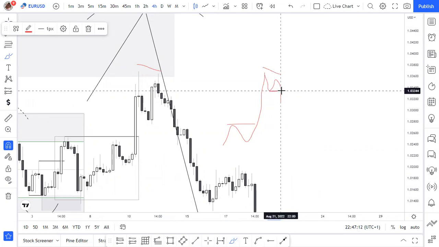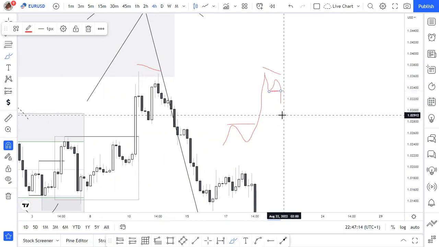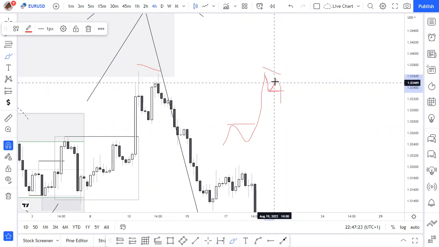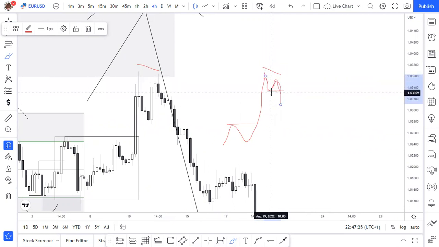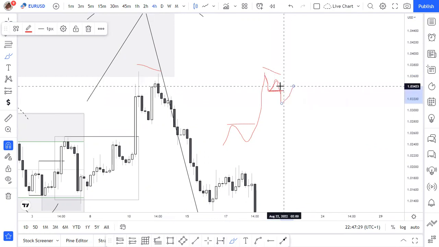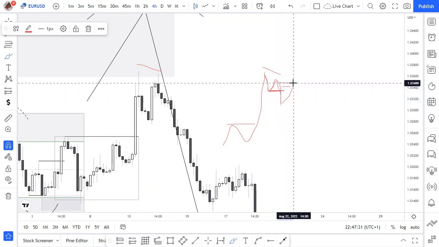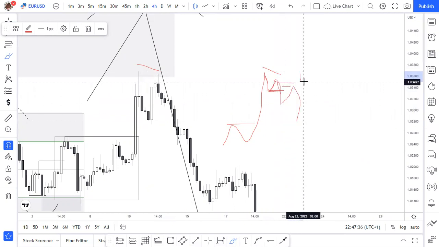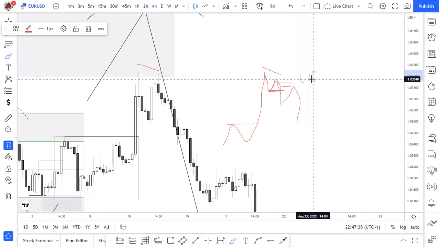We can't really say that this is a break of structure. The only time we can maybe say that we could be bearish now is if we have a shift in market structure, price breaking this low and then pulling back and respecting the low, forming some kind of lower high here.